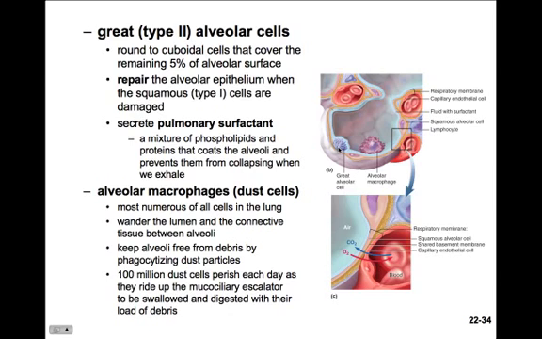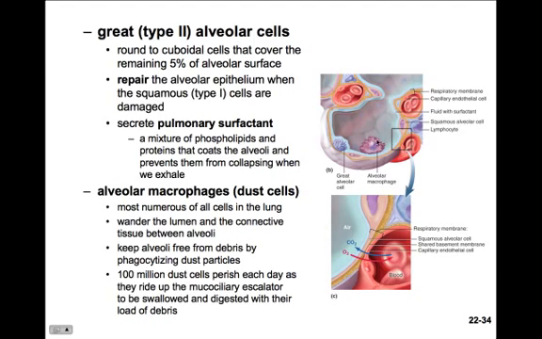These are involved in repair of the epithelium when the type 1 cells become damaged. They are the site where we see pulmonary surfactant secreted. Pulmonary surfactant is a mixture of phospholipids and proteins that coats the inner surface of the alveoli and prevents them from collapsing when we exhale.